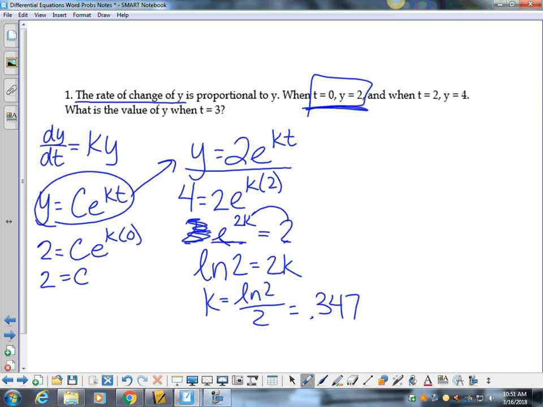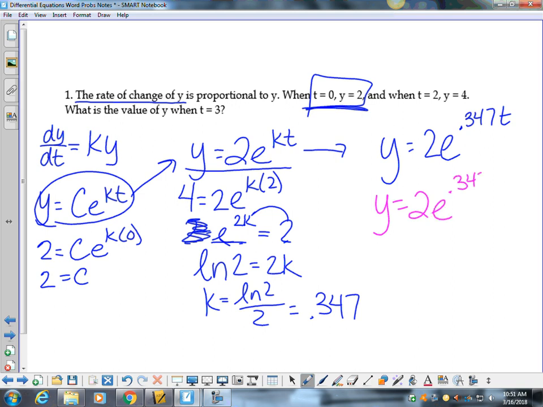So now we know k. So now I can take this guy and build an equation where I know all my constants. Now, you give me a t, I can find you a y. You give me a y, I can tell you a t, because now I know how these two variables are related. And it says, what is the value of y when t is 3? Just straight up type it in.